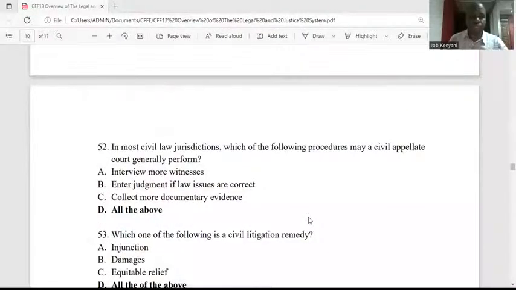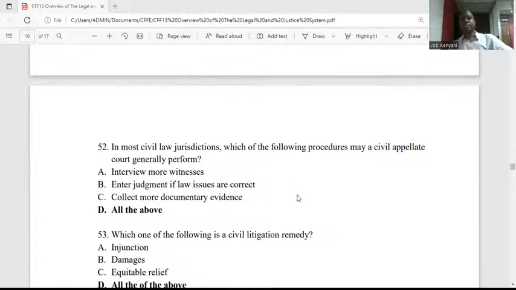Then there is question number 52. In most civil law jurisdictions, which of the following procedures may a civil appellate court generally perform? The options are: interview more witnesses, enter judgment if law issues are correct, collect more documentary evidence.